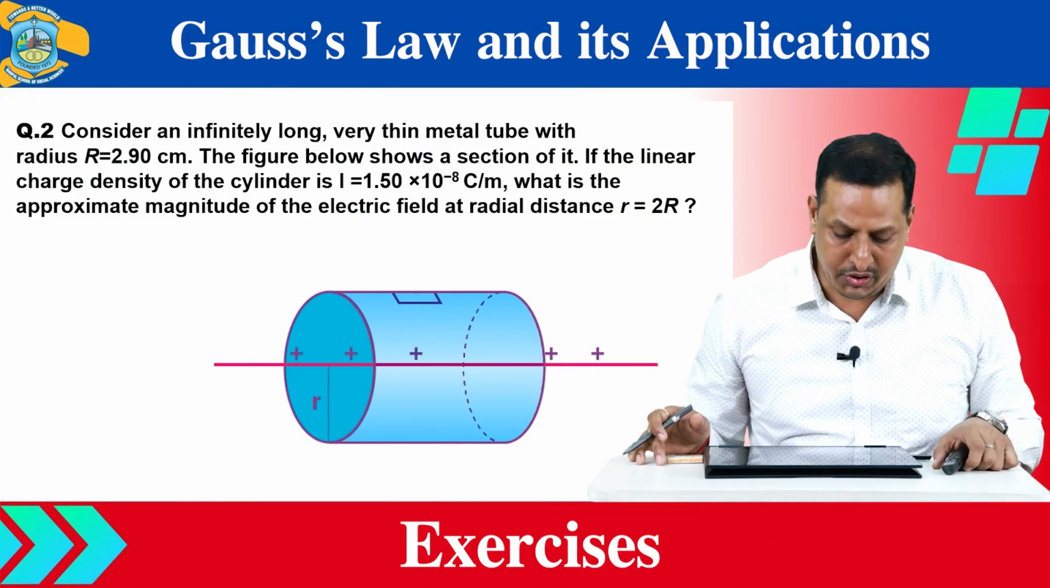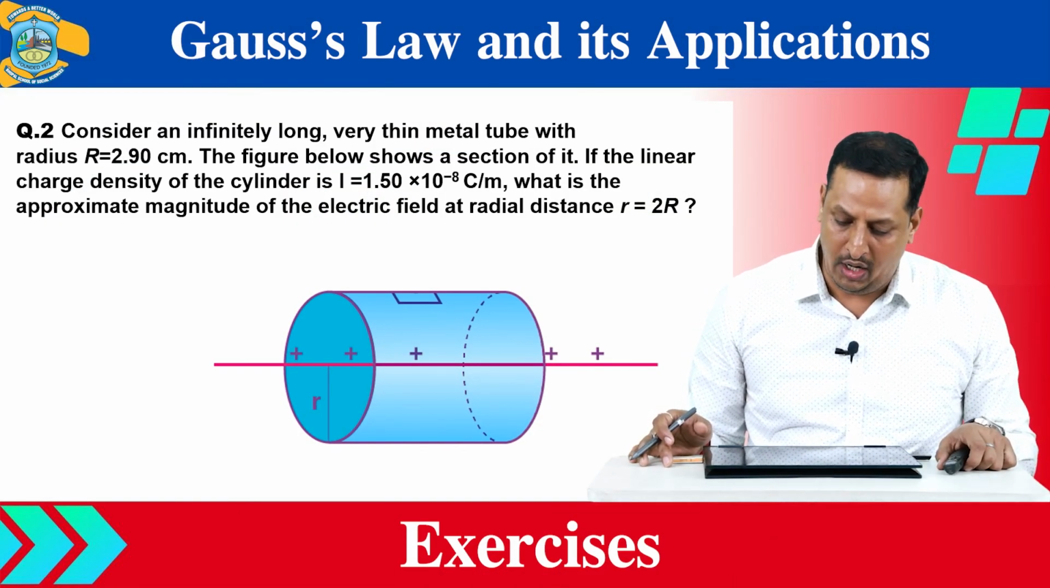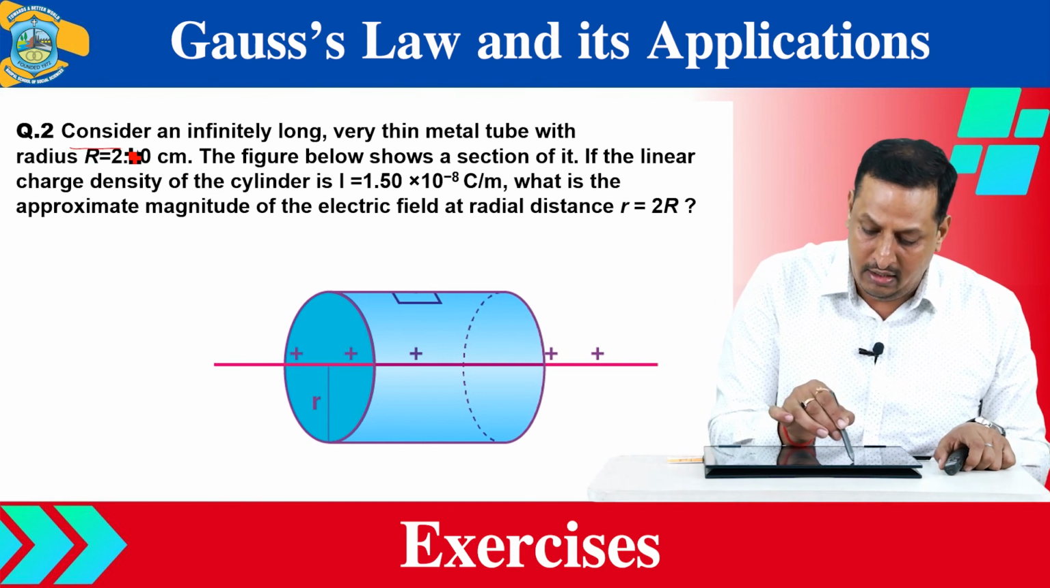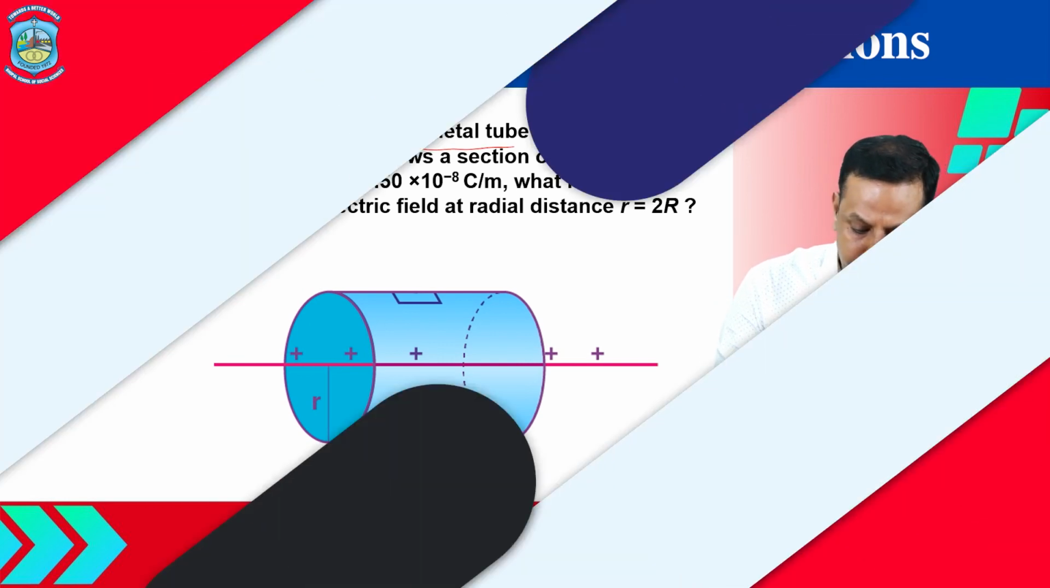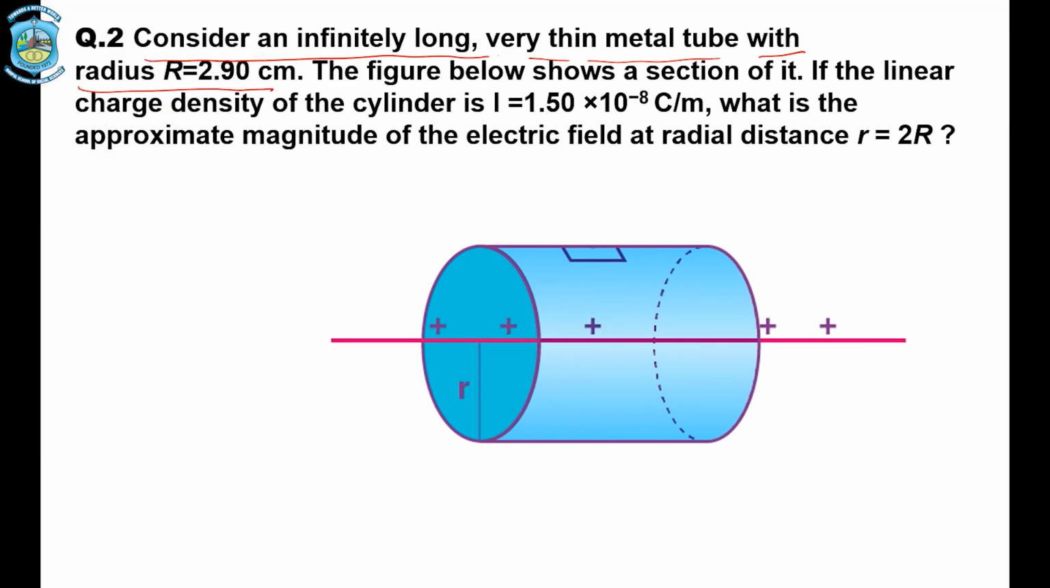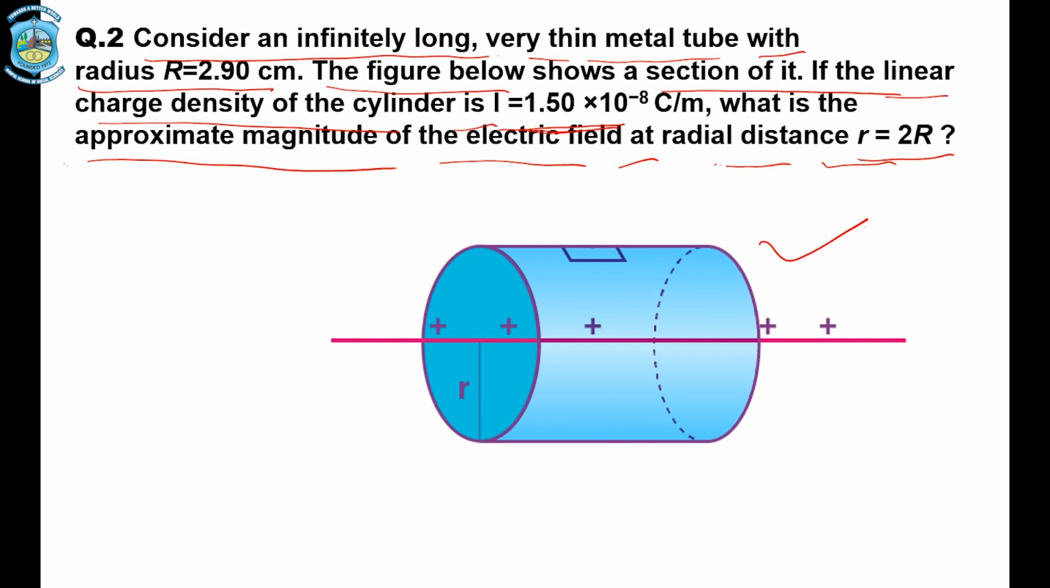Let's come to the second question, where we are given an infinitely long, very thin metal tube with radius 2.9 centimeter, as shown in the figure below. If the linear charge density of the cylinder is 1.5 into 10 to the minus 8 coulomb per meter, then what is the approximate magnitude of the electric field at the radial distance r equals 2R?